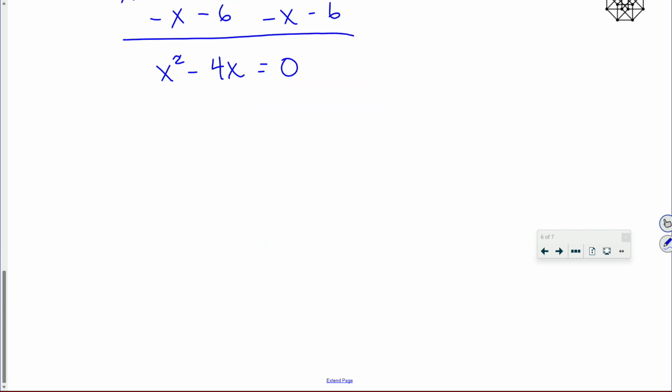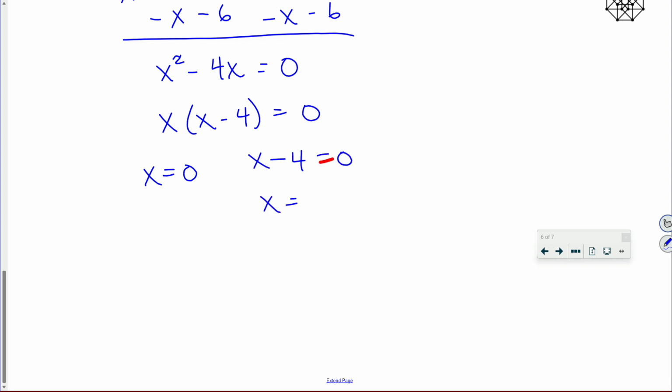No trinomial here, just factoring a GCF out. Right, I'll get x times x minus 4 is 0. That means either x is 0 or x minus 4 is 0. And that means either x is 0 or x is 4.